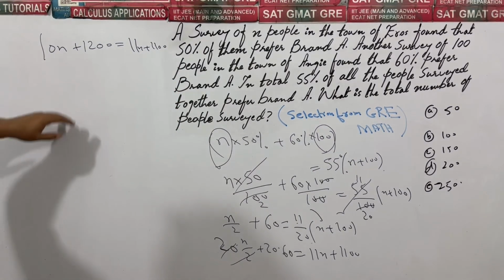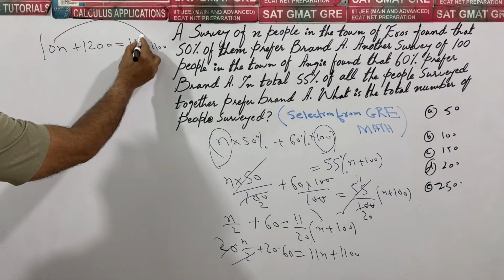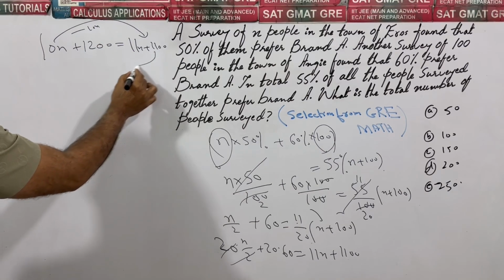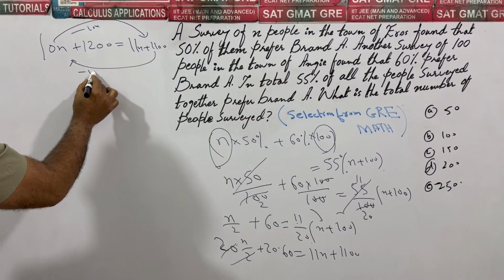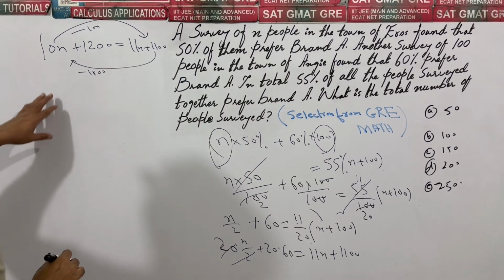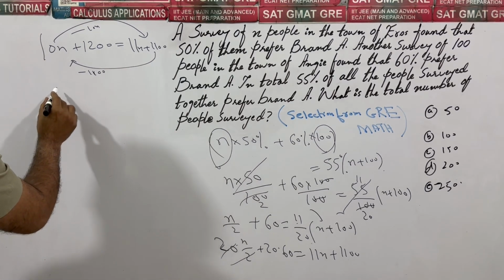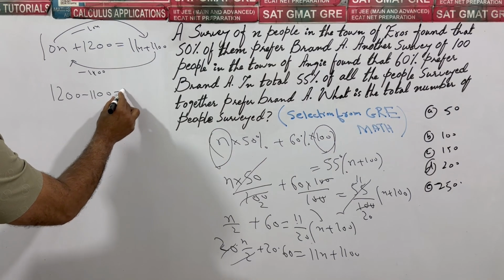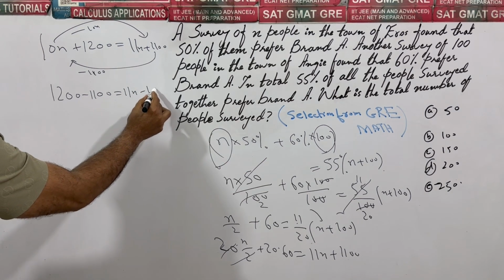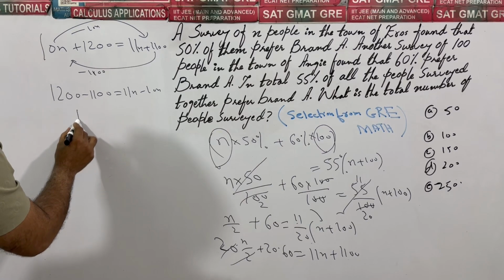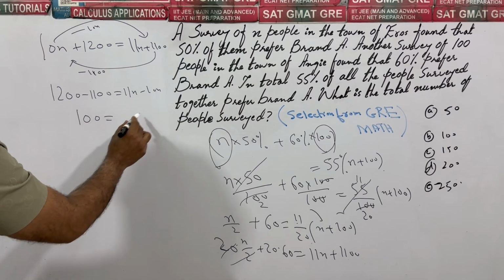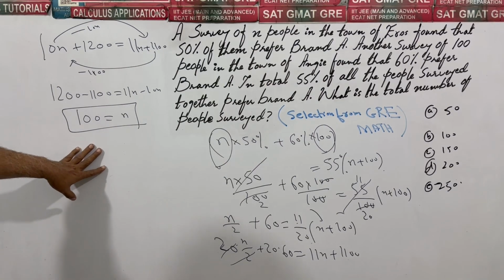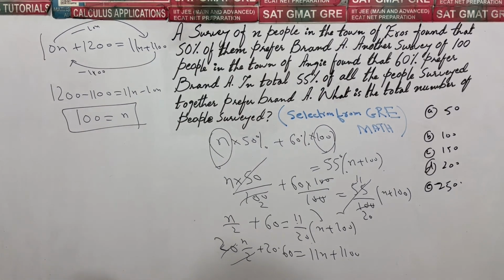Okay, cool. Solve for N. Shift 10N here, it will become negative 10N, and 1100 here will become negative 1100. From left to right and right to left, they change the symbols. So I have 1200 minus 1100 is equal to 11 times N minus 10 times N. 1200 minus 1100 is obviously 100. So 11N minus 10N, that's N. Value of N is 100.